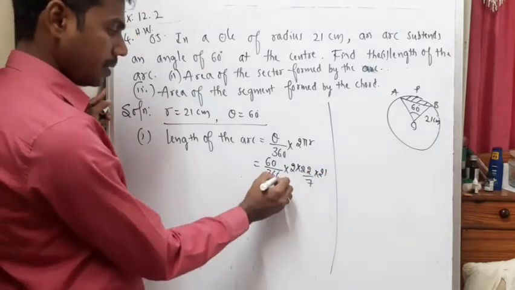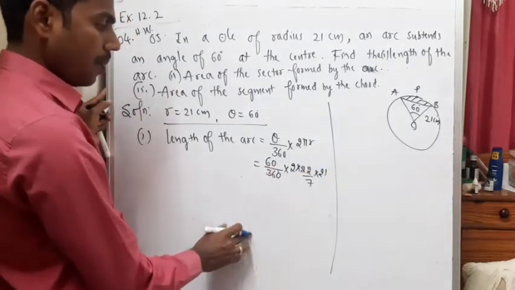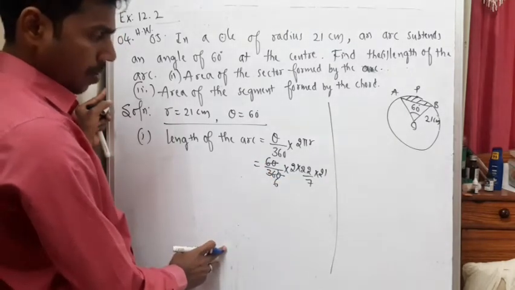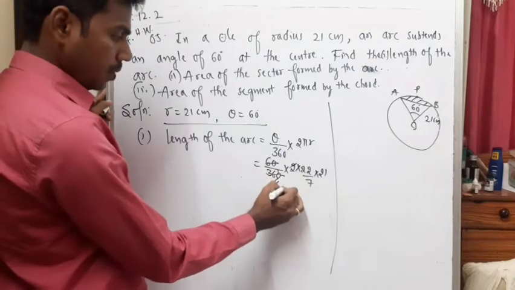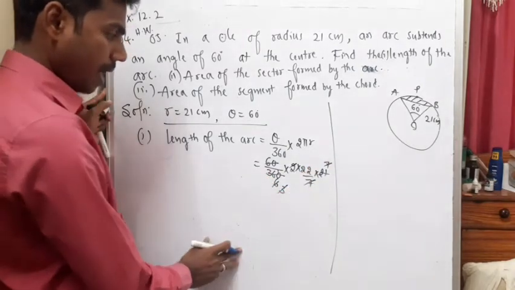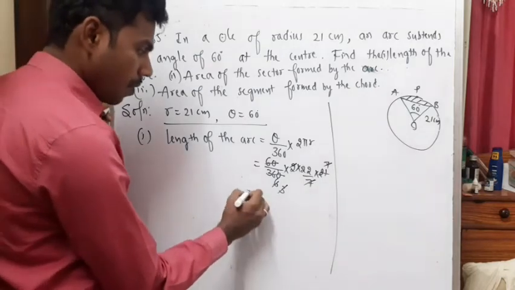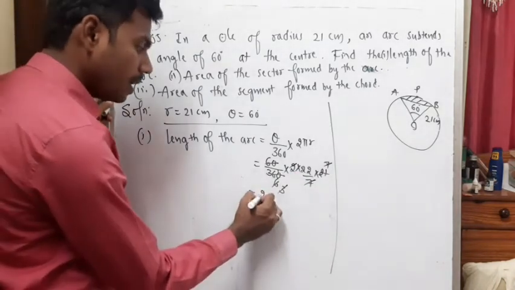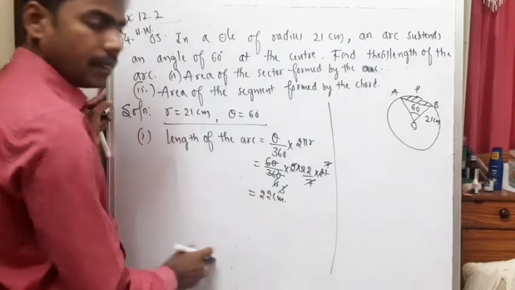This is 360. Now 6 1s are 6, 6 6s are 36. Now 2 1s are 2, 2 3s are 6. 3 1s are 3, 3 7s are 21. 7 7s will get cancelled. So what is the length of the arc? Only 22 is left. That is, 22 centimeter is the length of the arc.